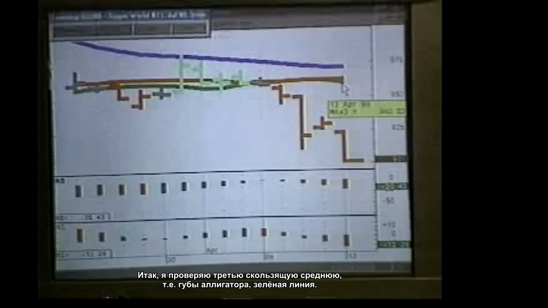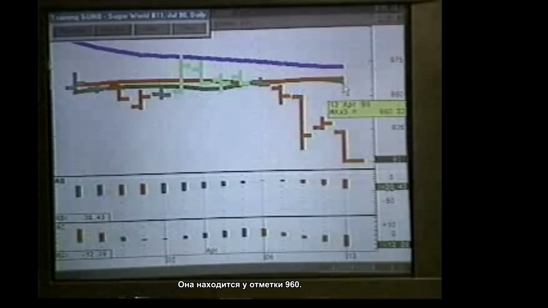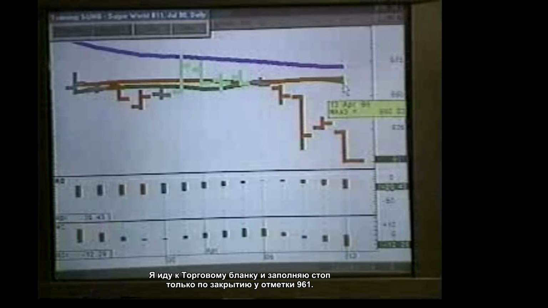Okay, so here I am at moving average 3, which is the alligator's lips, the green line, and that value is at 960. So I'm going to go back to my trading partner and fill in 961 stop close only. Okay, so here we are, balance line. This is also what we're using for our stops. So we've got 961 stop close only.